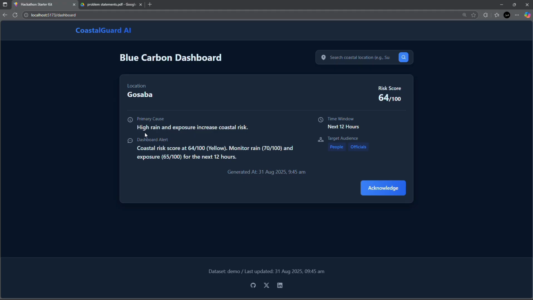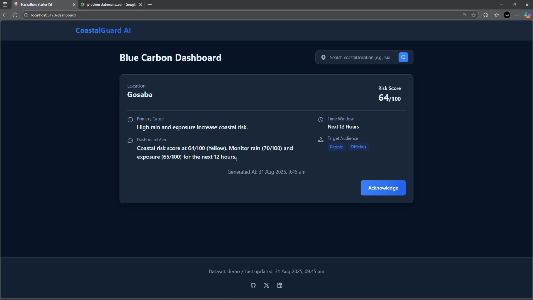Then our primary causes are mentioned as follows: higher exposure increases coastal risk. Basically, this is a hint for the people living nearby these areas about the main reason and why they should not go there. Next is the earliest time. Here it is written next 12 hours. By this, a person can tell that the next 12 hours are going to be unpredictable in that particular area, so he or she will not visit there unless it is necessary.